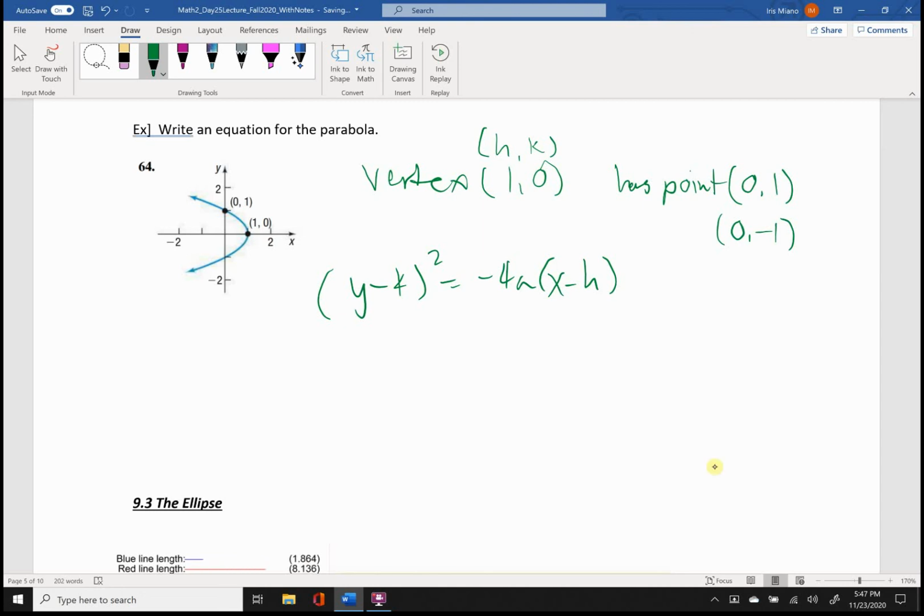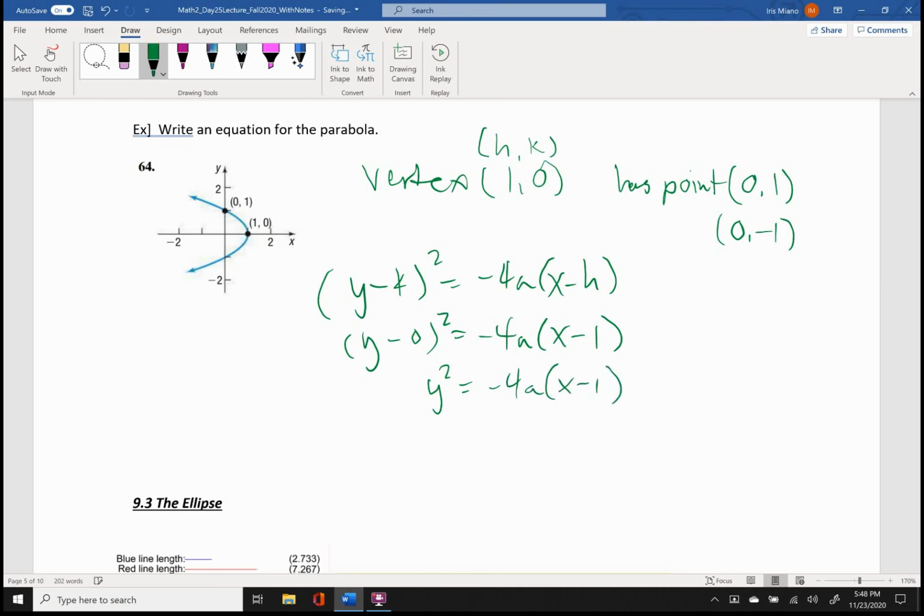So go ahead and plug in your h and your k, at least that you know. So that'll be y minus 0 squared equals -4a times x minus 1. And then, so this will just be y squared. Oh, sorry, we've got to do that. Y squared is -4a times x minus 1.